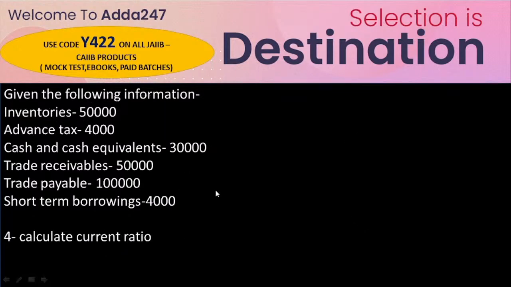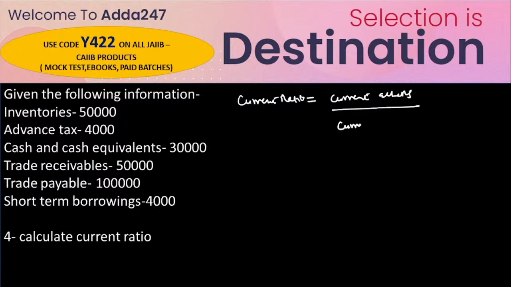Now understand, we have to find out the current ratio. Like I always explain, in the ratio analysis chapter, if we have to find out a ratio, we do not need to memorize any ratio. If it says current ratio, just write it this way: the current ratio equals the current assets divided by the current liabilities.